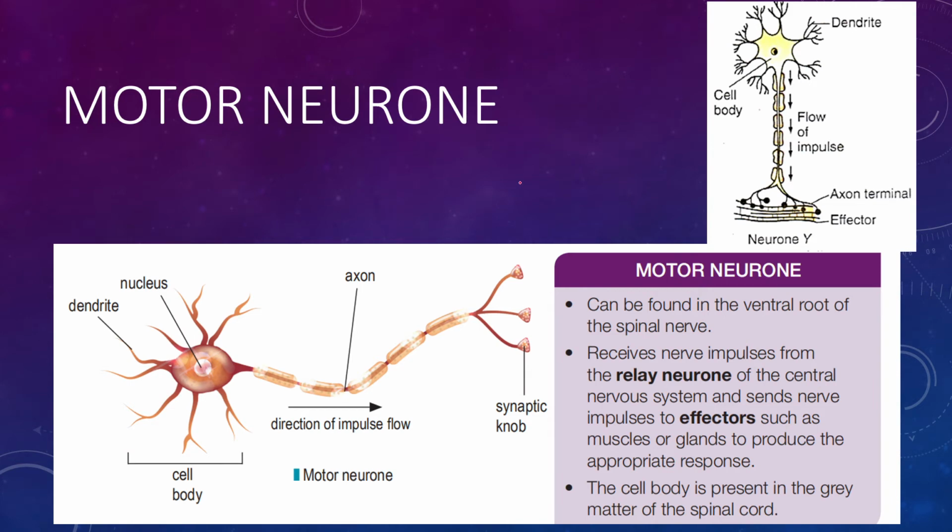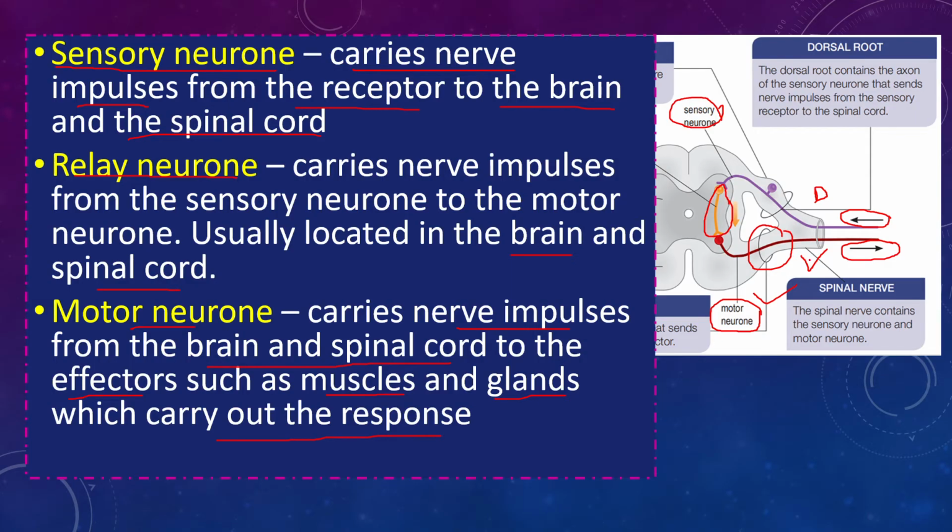Okay, let's look at them one by one. First, we look at the motor neuron. This is the motor neuron, which you see can be found in the ventral root of the spinal nerve. Just now we already saw the picture. This is the ventral root of the spinal nerve.